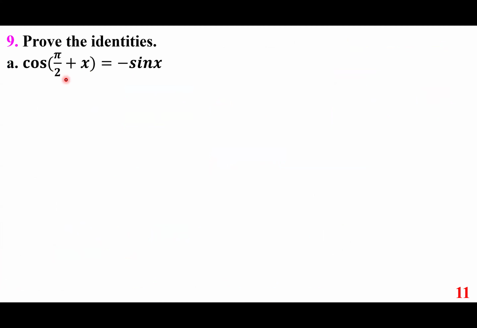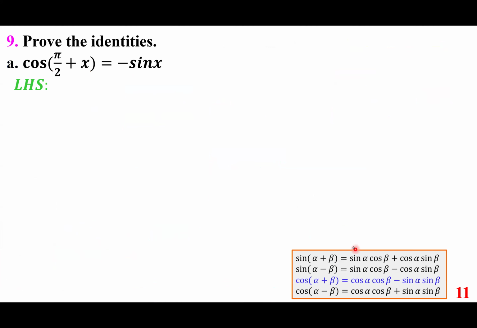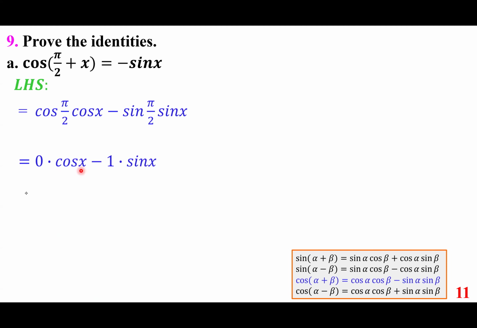Cosine of pi over 2 plus x equals minus sine x. We're going to prove that, and we are going to use the identities, okay? In this case, cosine of alpha plus beta, cosine alpha cosine beta minus sine alpha sine beta. Therefore, cosine pi over 2 cosine x minus sine pi over 2 sine x. As you know, cosine of pi over 2 is 0, sine is 1. This cancels out to 0. This goes to 0, and this becomes minus sine x.